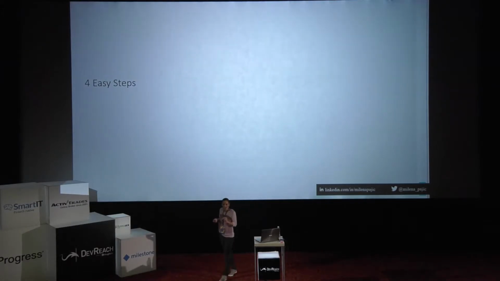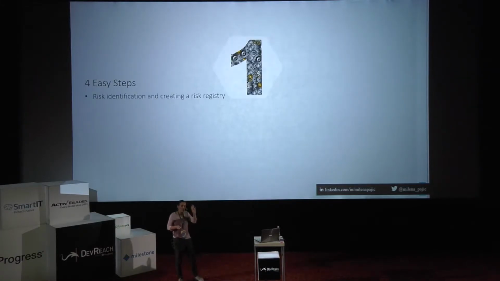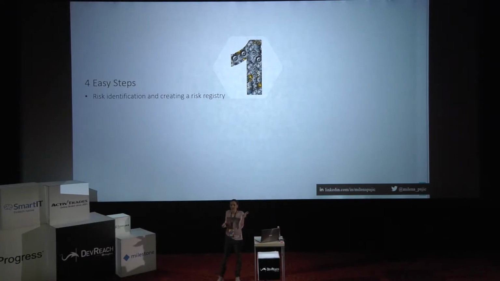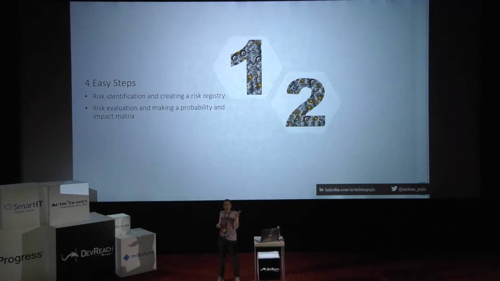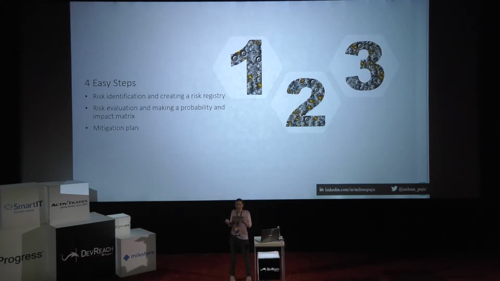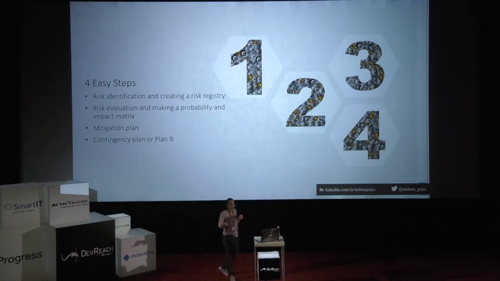So today, we will talk only about 4 steps. The entire process fits into 4 steps. First of all, there is risk identification and creation of the risk registry. Then we have risk evaluation and the probability and impact matrix. Mitigation plan steps in. And at the end, we will talk about contingency planning, or plan B.